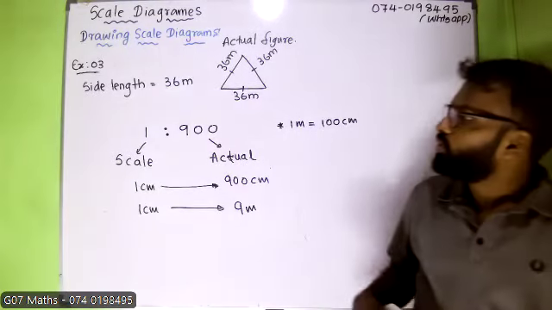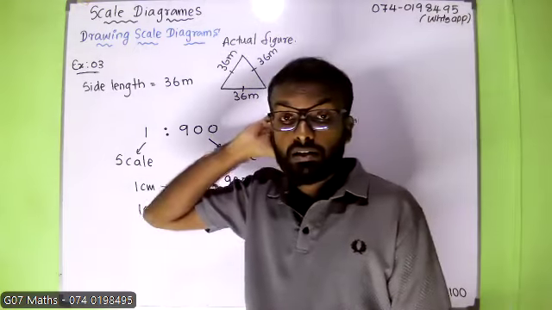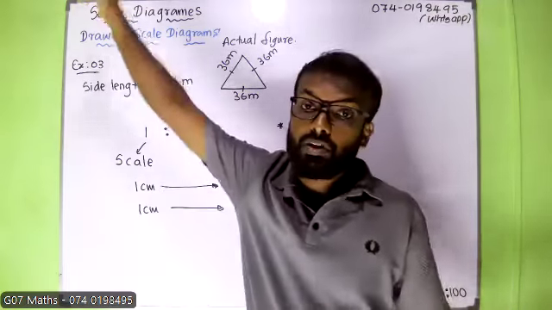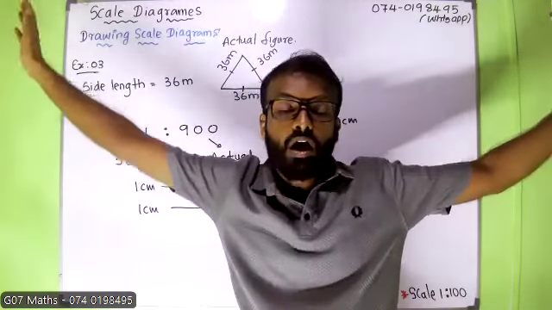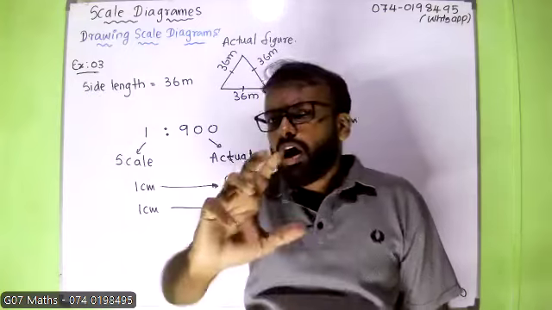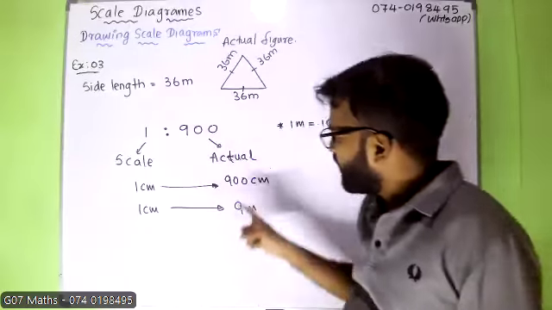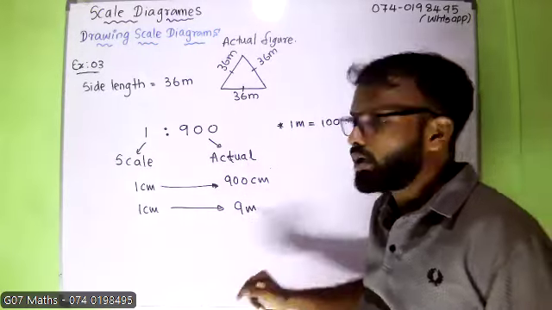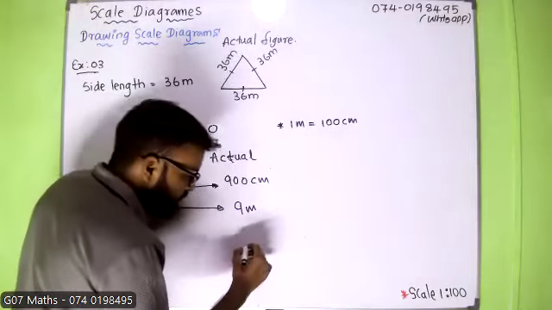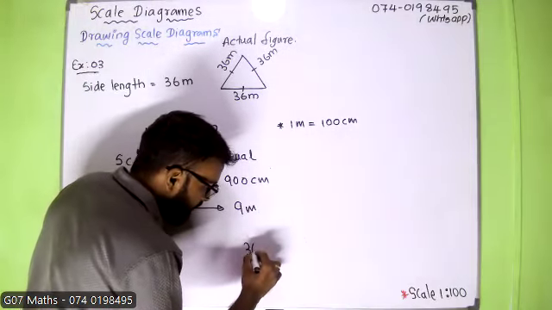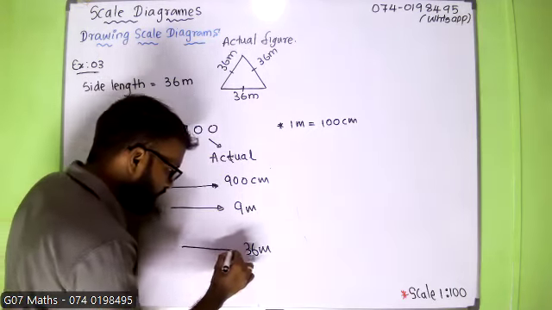Right? So now this is 36 meters, very big length. So 36 meters is the actual length. This is the actual length.